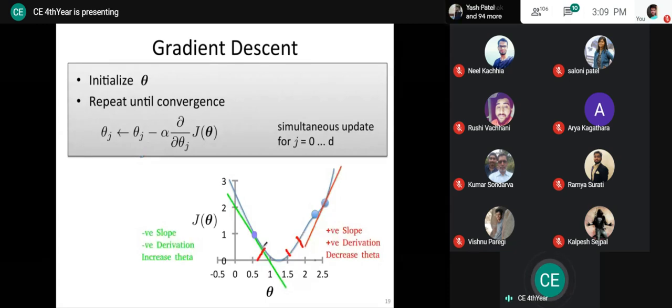But in many cases, this kind of scenario might happen due to the alpha value, or you can say due to the learning rate. What happens? You may skip that global minimum, and you may reach a point, let's say something over here, and for that the theta value is around 0.7. So now how do you know where the convergence point is?